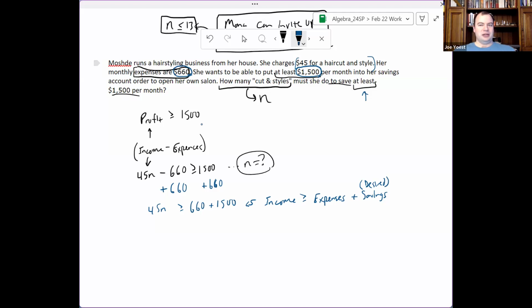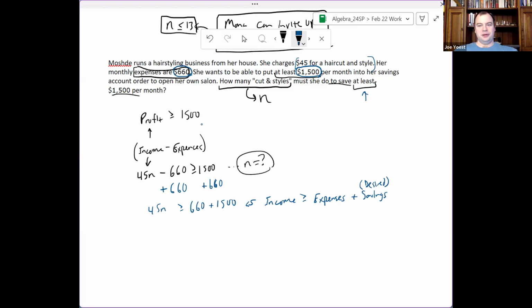One thing that comes up sometimes in these word problems is there might be more than one way to set up the problem. So in this case, one way to look at it is to say that her profit, in other words, her income, how much she takes in, minus her expenses, has to be bigger than or equal to $1,500 so that she's able to save that $1,500.